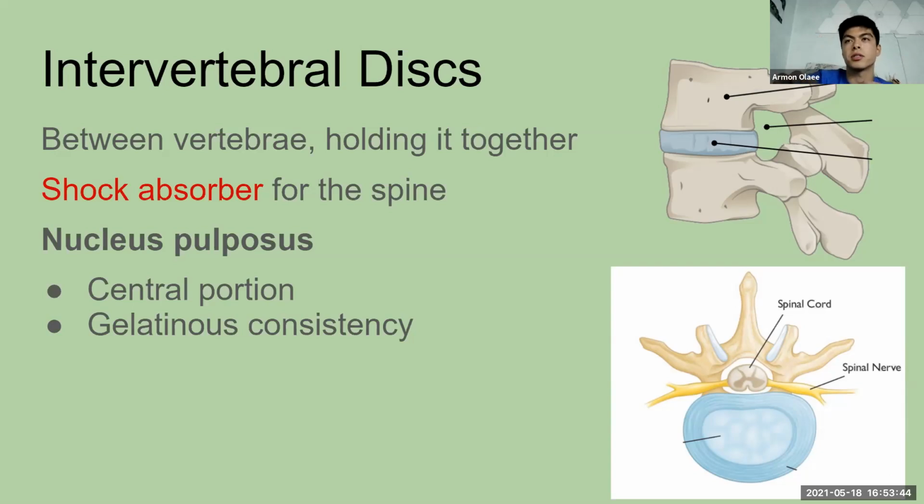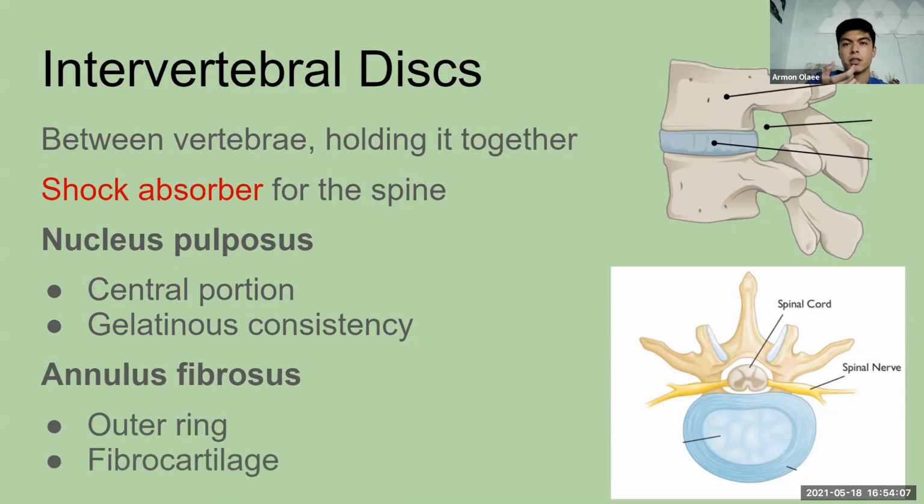Does anybody know what the outer portion is called? The outer ring around it. So the outer portion is called the annulus fibrosus. And it is made up of this strong fibrocartilage that surrounds the inner gelatinous, the middle part. And why you want this to be strong and structured is because if it breaks and the nucleus pulposus starts leaking out, one, that's very painful, and two, that will take away the function of your intervertebral disc, and the shock absorption will be at a much lesser degree if the gelatinous consistency starts leaking out of the middle.